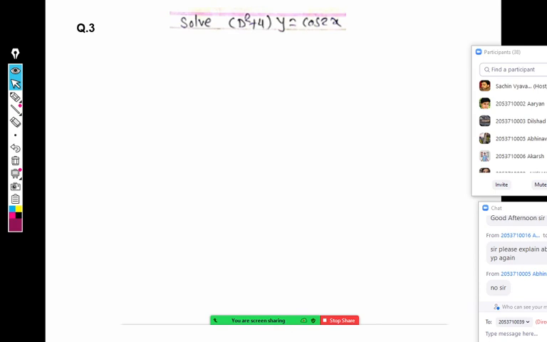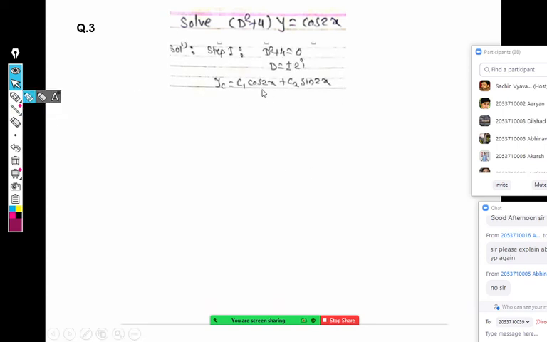Remember, cos 2x is already part of the CF. If cos 2x is already a part of CF, it indicates the denominator will come 0. So what should be the yp? x into a sin 2x plus b cos 2x. Very good, you are correct. So here is yc: C1 cos 2x plus C2 sin 2x.